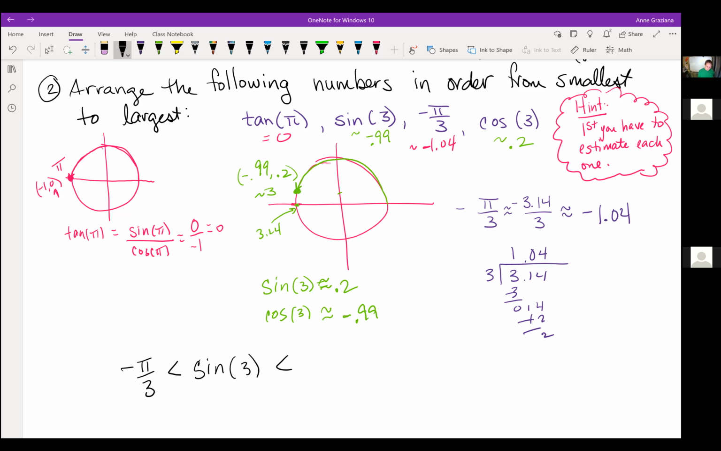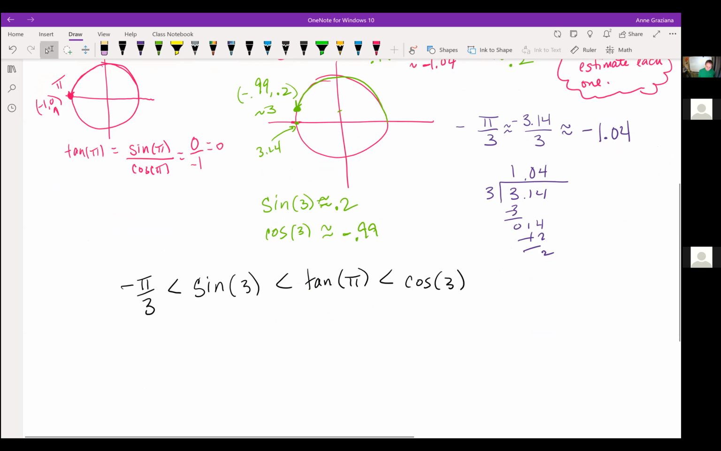A little confusion. All right, tan of pi is 0, and then cosine is positive, okay? So think about your number line. Here's 0, that's my tan of pi. Here's negative 1. Negative 0.999 is going to be right before negative 1, and negative 1.04 is going to be right after it. So you have to remember it's opposite when you're going with the negatives.